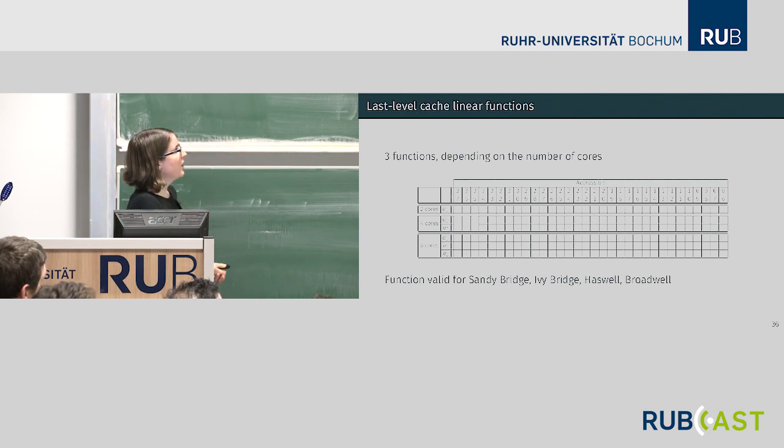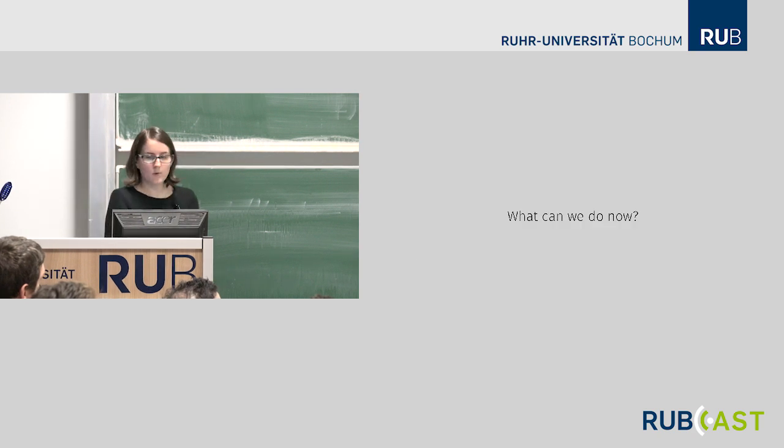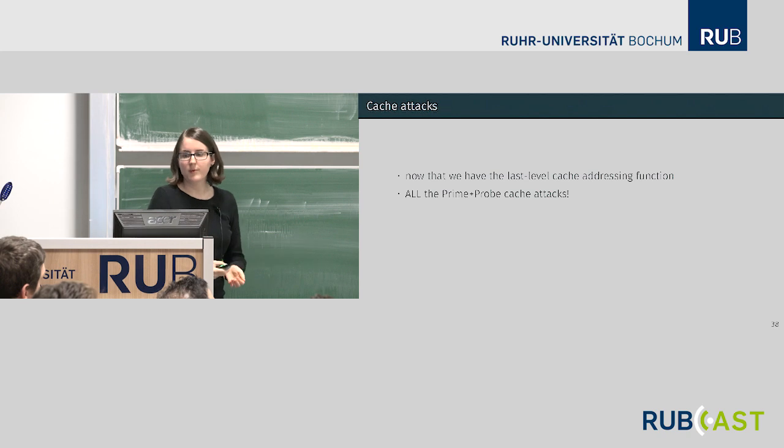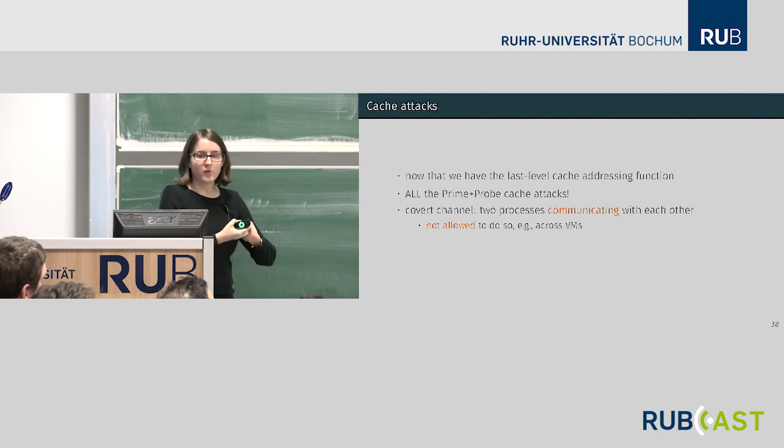So we have our function. What can we do now? So now we can basically perform all the prime and probe cache attacks. We have first covert channels.